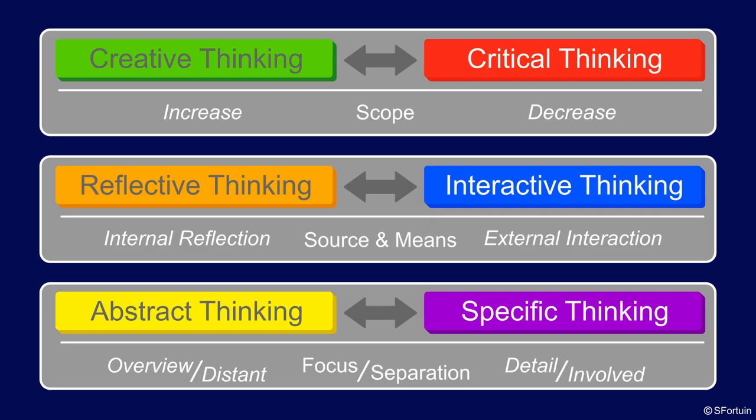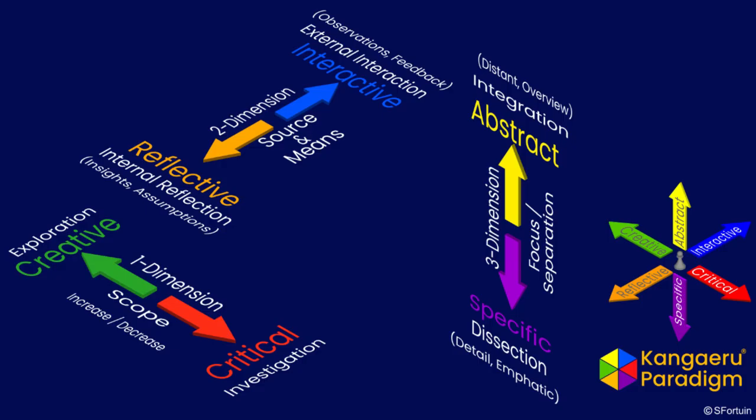Each type of thinking can be considered a means to achieve a desired effect. With opposite types of thinking having opposite effects, each pair forms a balance. The three balances are part of the three dimensions of the Kingara paradigm. The different types of thinking are chosen and applied in design thinking activities in pursuit of the desired effects.